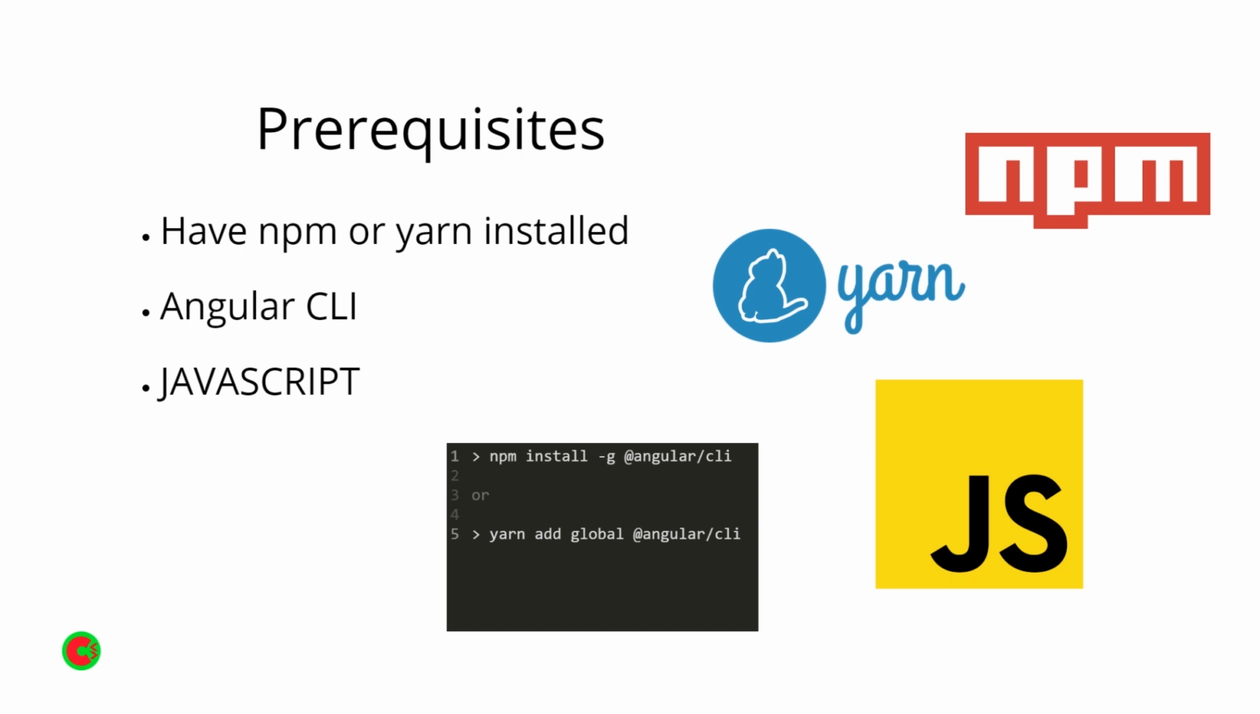Now, what are the prerequisites that you need for this video? You need to have npm or yarn installed just to install the Angular CLI. And using either of them, you can install the Angular CLI using these commands, either npm install -g @angular/cli or yarn global add @angular/cli.